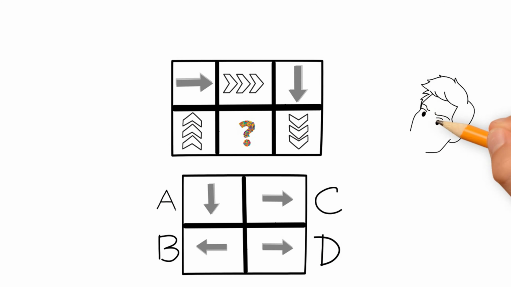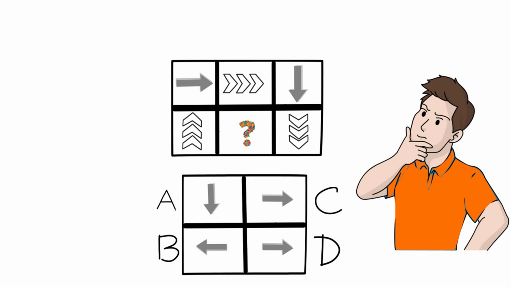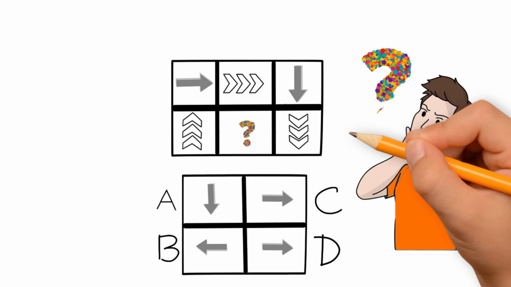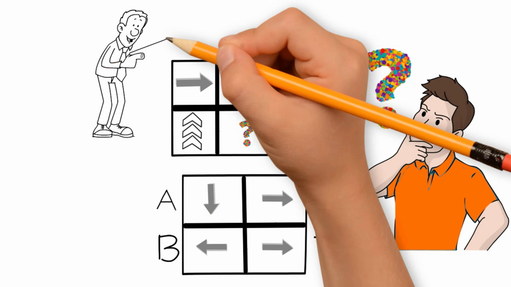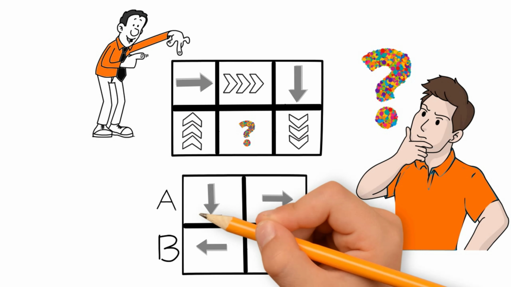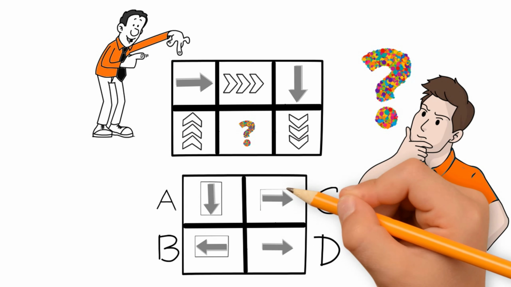Give yourself 10 to 15 seconds to see if you can identify the right answer. Did you figure out the correct answer? Let's continue to see if we can get to the correct solution together. To solve these types of challenges, you always need to look for patterns. And there are 3 different patterns present in this sequence.